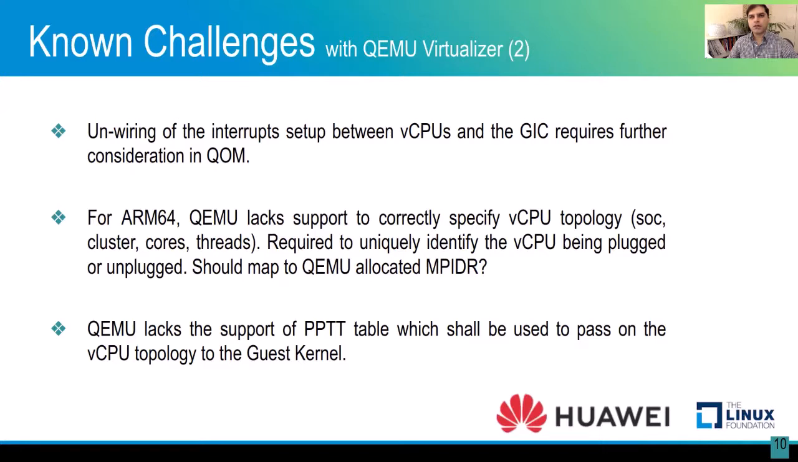Also, the unwiring of the interrupt setups between the vCPUs and the GIC requires further consideration in QEMU. This is something which is not present by default in QEMU, so as part of the changes for Virtual CPU Hotplug, this support has been added. For ARM64, QEMU lacks support to correctly specify the vCPU topology, that is on the basis of SoC, cluster, cores, threads. This is required to uniquely identify a vCPU being plugged or unplugged.